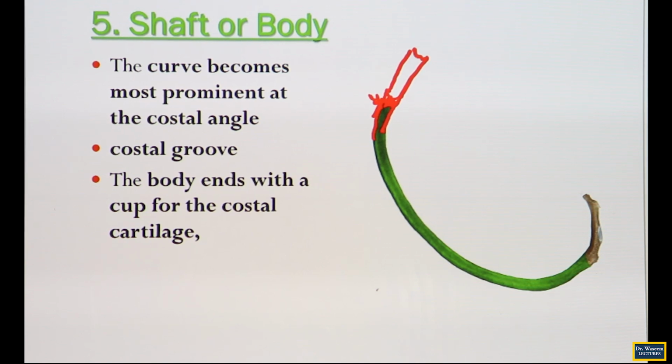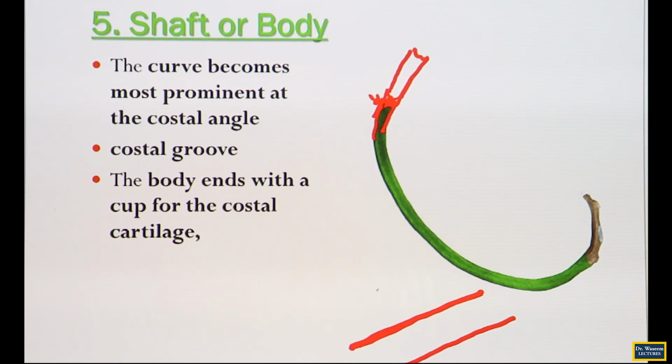This is the costochondral junction, a primary cartilaginous joint. This is called the costochondral junction, and this joint happens at this cup where the rib ends. If you are looking at the shaft here, the shaft will have a blunt border above and a sharp border below, and it will have an internal surface towards the thoracic cavity, and an external surface under the skin and superficial fascia.